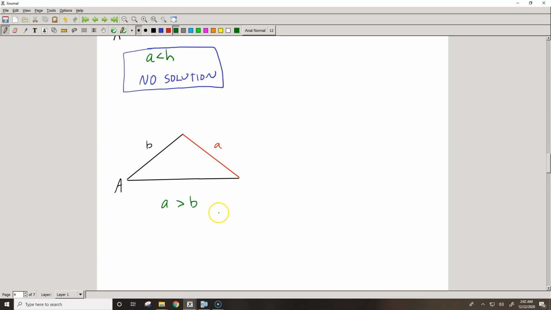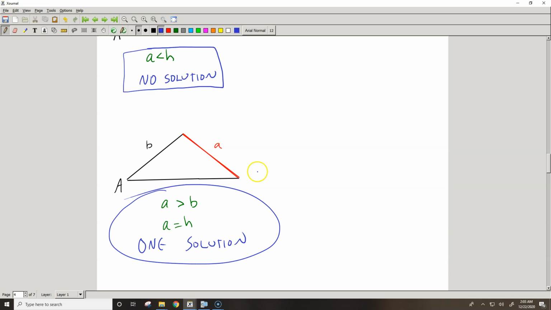or there's another case here that I'm going to write down, and that is if A is equal to H. If A happens to be the same thing as H, what would happen there is, if A just goes right down and it's the same length as the height, which means it's a right triangle. Those are the two cases where you have just one solution and everything's going to be normal. So I'm just going to say one solution for that type of problem.